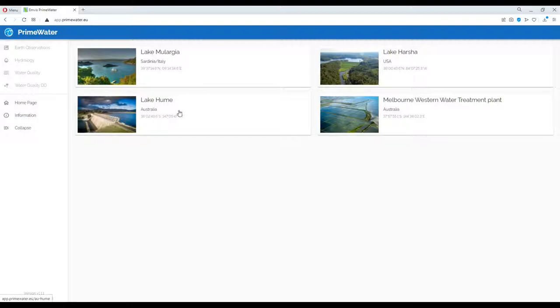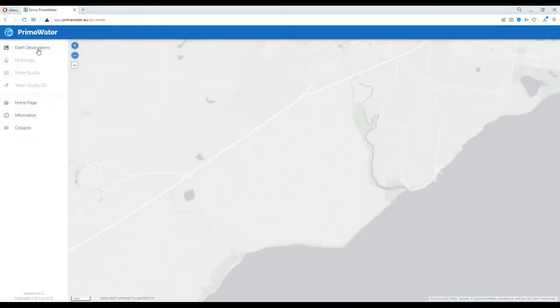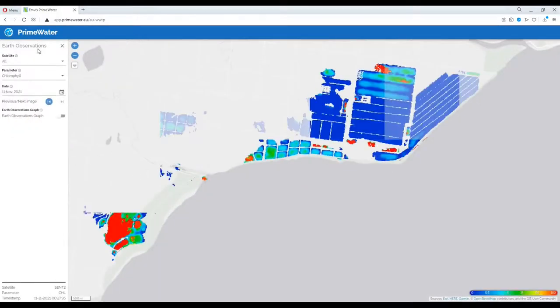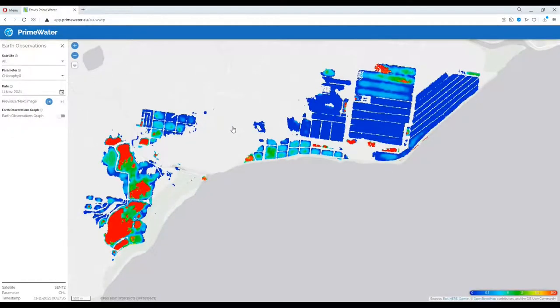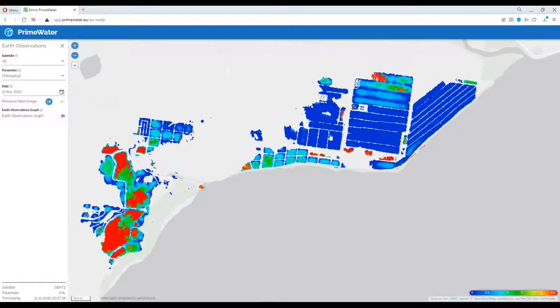I will now jump to Melbourne Western Water Treatment Plant, and I will start with the EO monitoring service, which provides operational EO-based water quality products from Landsat and Sentinel missions. On the map here, we are able to see the latest available satellite image for our case study, which is for today, obtained just a few hours ago.